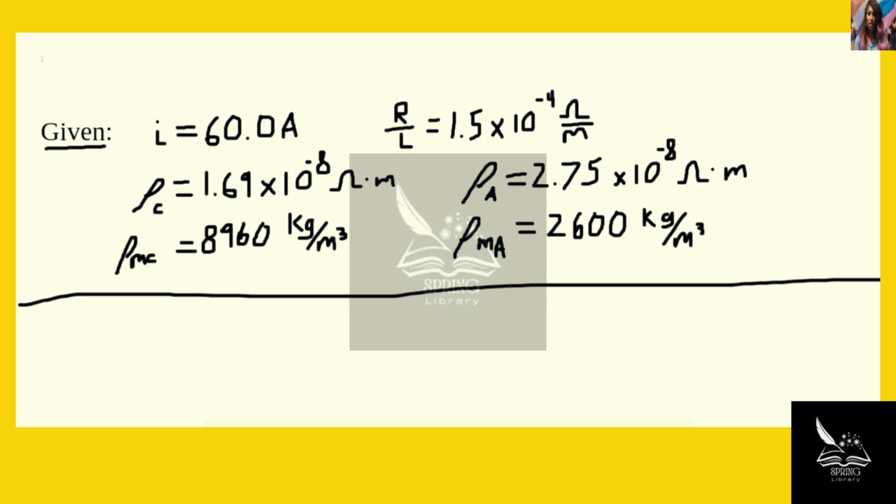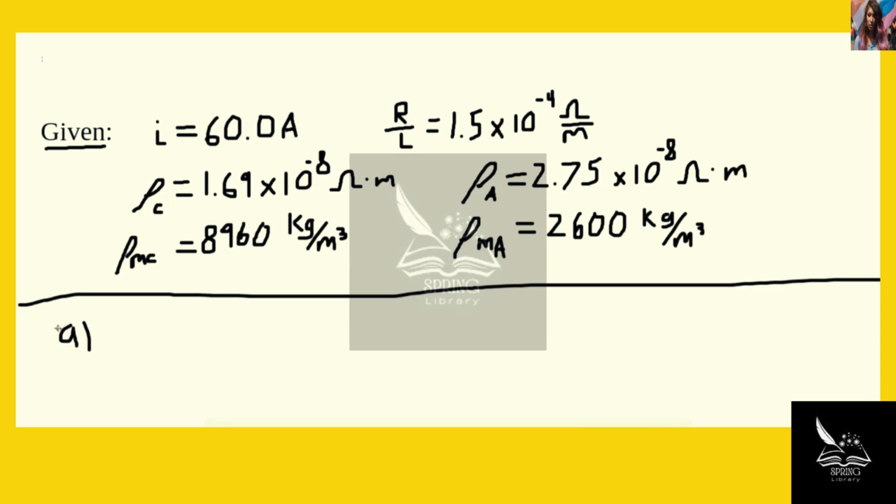And the density of the copper wire is 8,960, and since rho is commonly used for both density as well as for resistivity, I differentiate between them as rho m for mass density of the copper wire and rho ma for mass density of the aluminum wire. And then rho c is the resistivity of the copper wire, and rho a is the resistivity of the aluminum wire.